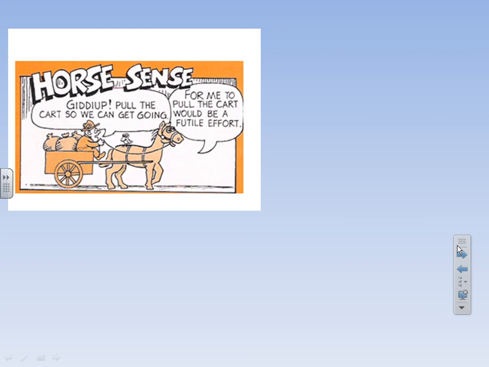It starts off with the farmer, and he says, "Giddy up, pull this cart so we can get going." And the horse replies, "No can do. For me to pull this cart would be a futile effort." Why? Because of Newton's third law. Newton's third law says that for every action there is an equal and opposite reaction. Equal in magnitude, opposite in direction.